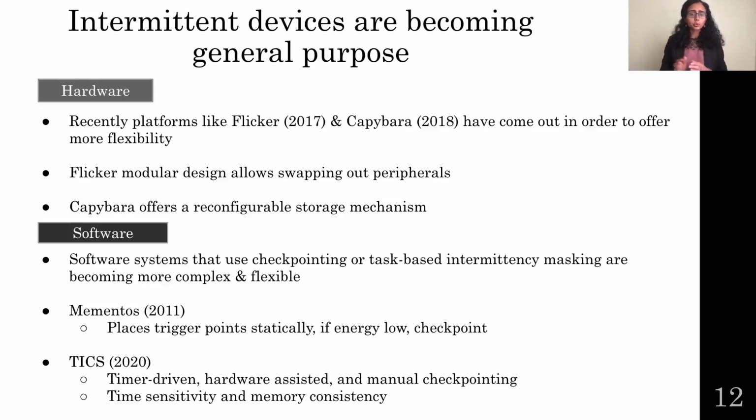On the software side, we look at the approaches to making forward progress. And if we compare a checkpointing system from 9 years ago to today, the complexity and the flexibility has increased a lot. Before it was statically placing trigger points, and now you have a bunch of different ways to place the points depending on the use case, and other features to combat issues with prior systems, like time sensitivity and memory consistency.